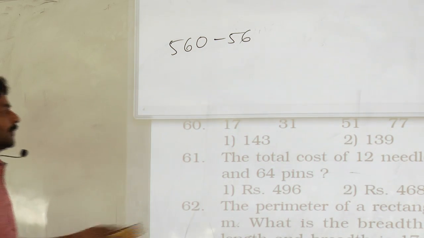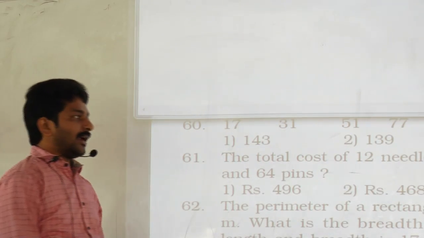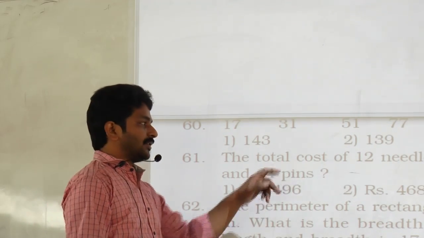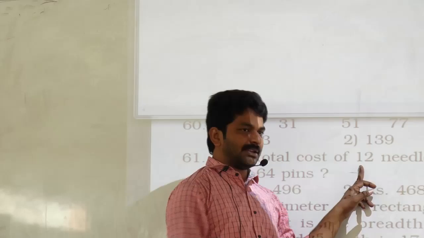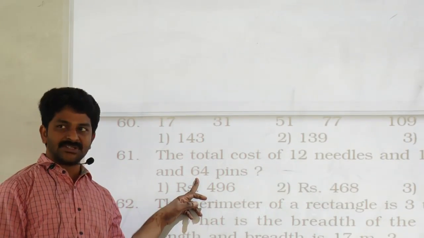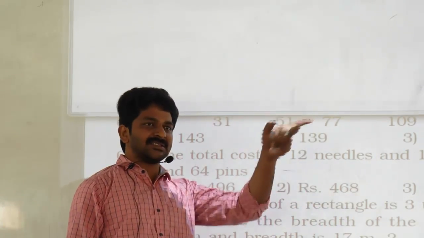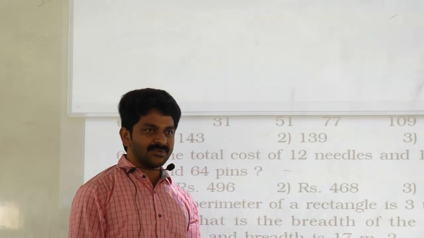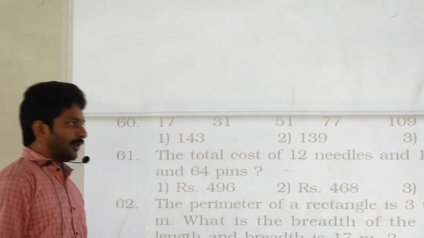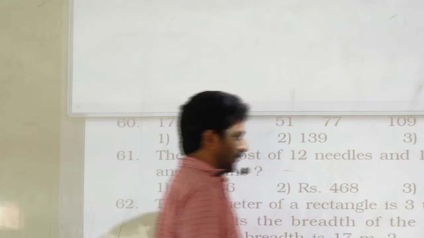Now 61. The total cost of 12 needles and 16 pens is 108. What is the cost of 48 needles and then 64 pens? So you are given 12 needles and you have 48. 4 times. You have 16 pens and then you are asked about 64 pens. 4 times again. So the number of needles and pens increases to 4 times. So the price also becomes 4 times. So proportionality increase we have. So you will get the answer, 4 times the given number. 432. Third option.